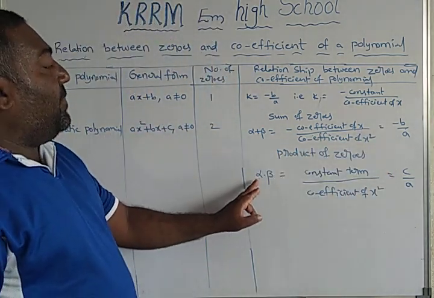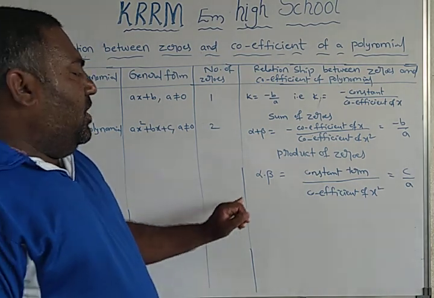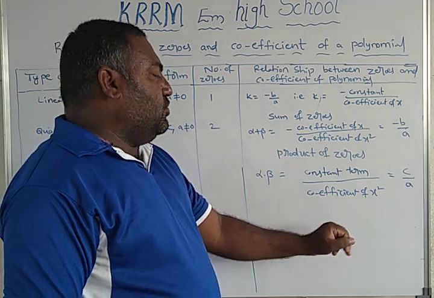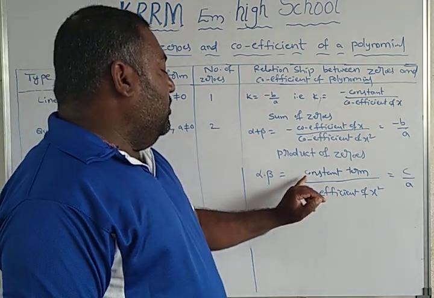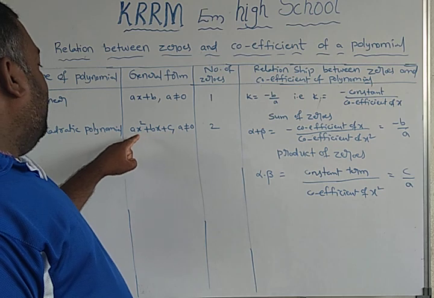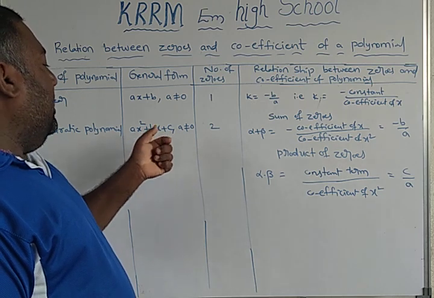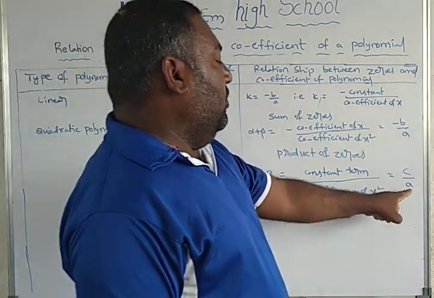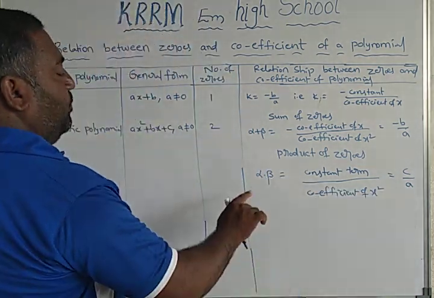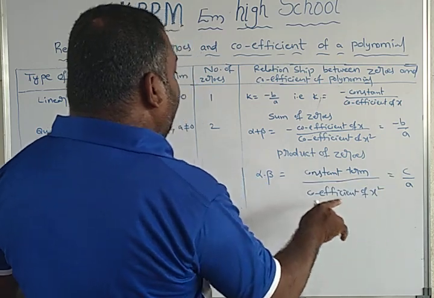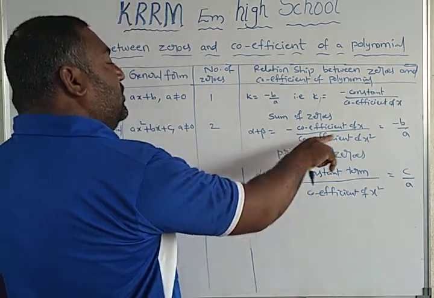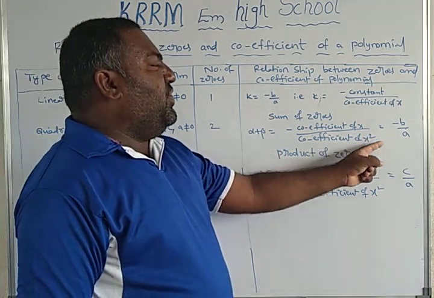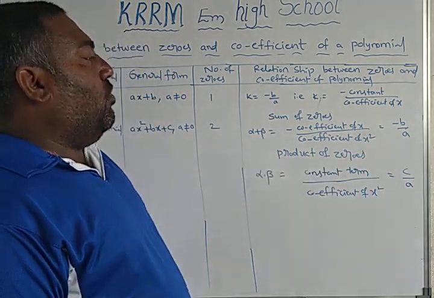At the same time, the product of the zeros is equal to the constant term divided by the coefficient of x square. What is the constant term in the quadratic polynomial ax square plus bx plus c? c is the constant term, and the coefficient of x square is a. So the product of zeros is equal to c by a, and the sum of the zeros is equal to minus b by a. This is the relationship between zeros and coefficients of a quadratic polynomial.